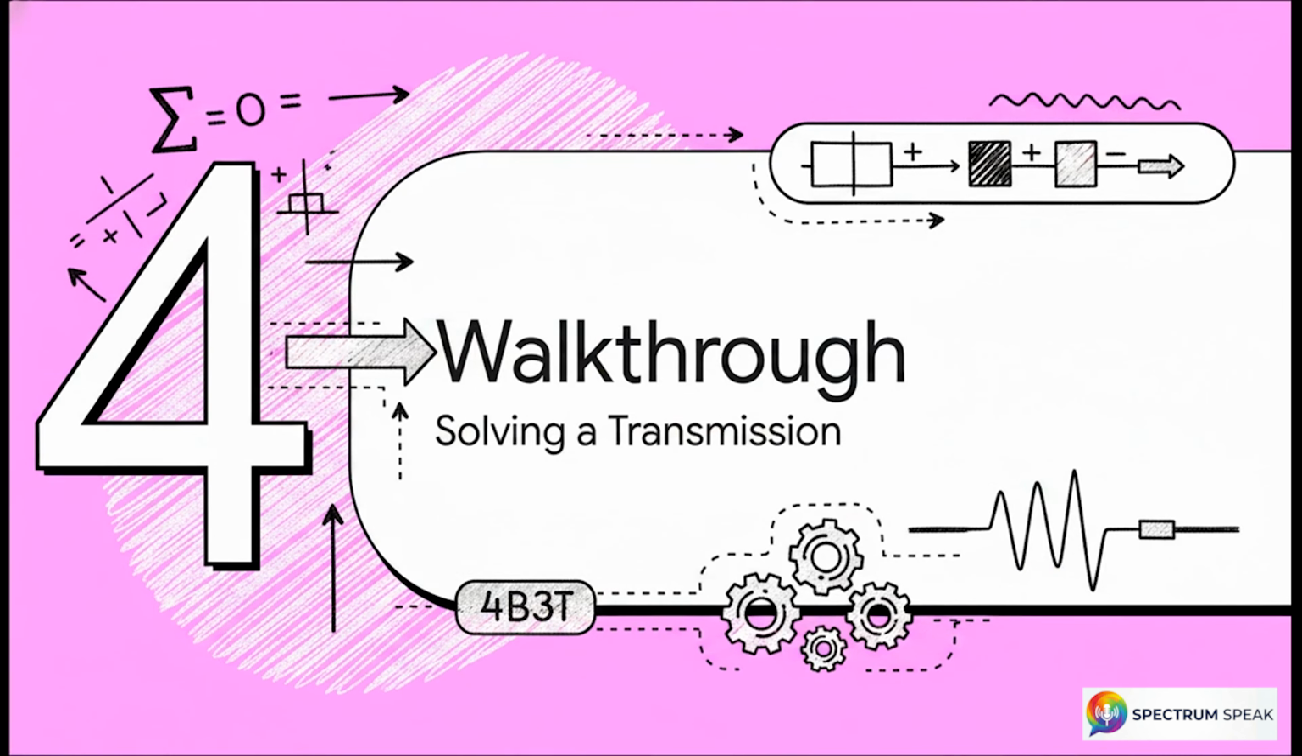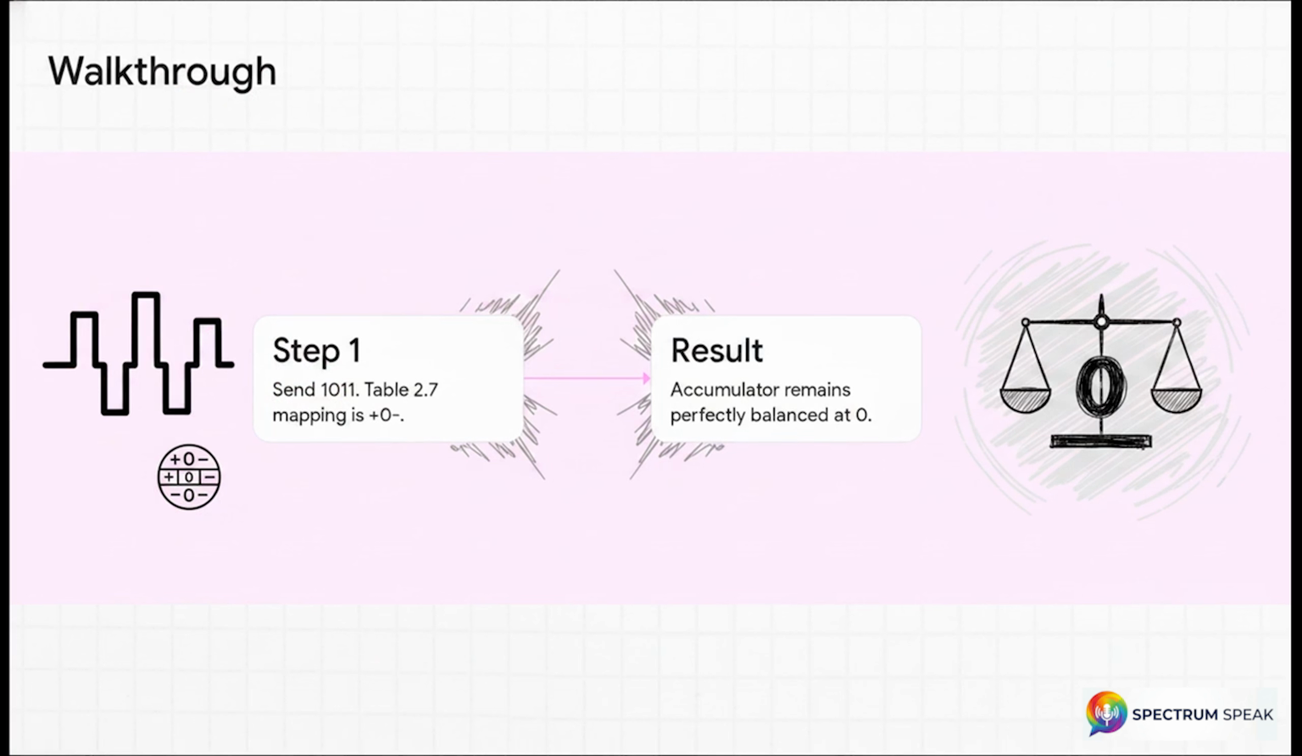Let's put this into practice with a quick mathematical walkthrough. Step 1. Let's say we need to send the binary data 1011. We look that up in Table 2.7, and it gives us the naturally balanced mapping of plus 0 minus. Since the plus and minus cancel out, our running accumulator stays right at 0. Net 0 DC offset. Easy enough, right?